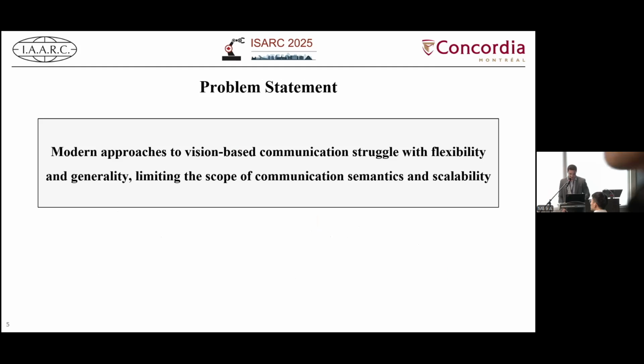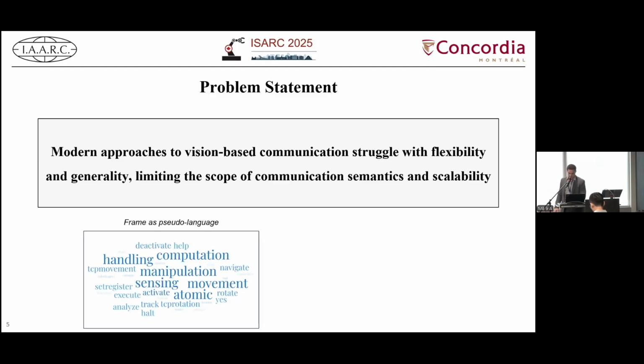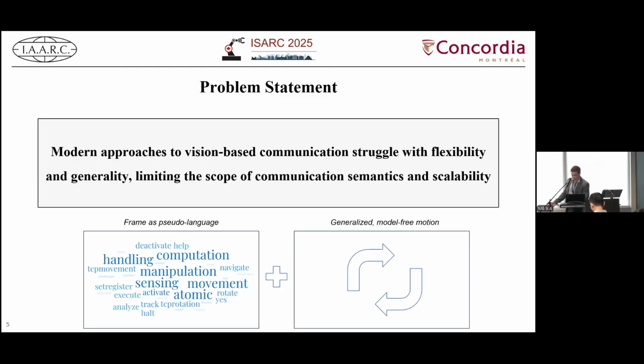So the problem statement here is that modern approaches to this paradigm struggle with flexibility and generality, which can limit the scope of communication semantics and scalability. The proposed solution here is to frame this paradigm as a pseudo-language and then implement a generalized model-free motion framework.